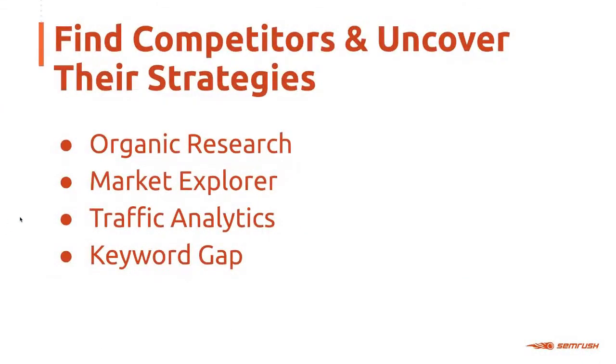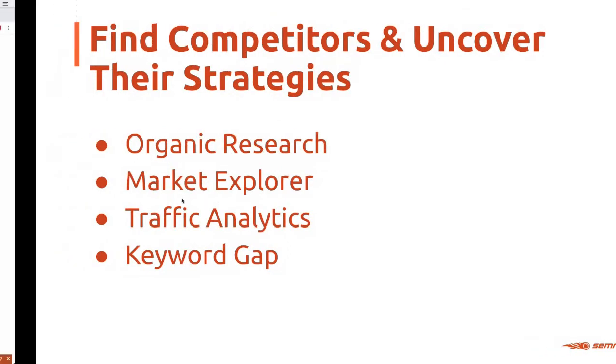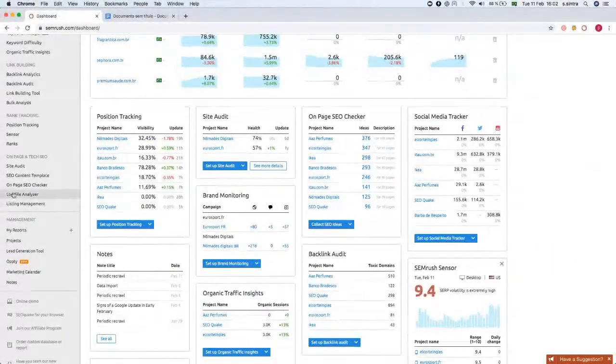So let's start with some workflows here and what you can do with SEMrush tools and what you can find out. First workflow is find competitors and uncover their strategies. Because this is the basics, what you need to do to start working on your SEO strategy. And the first tool that we're going to use is organic research to find our competitors.